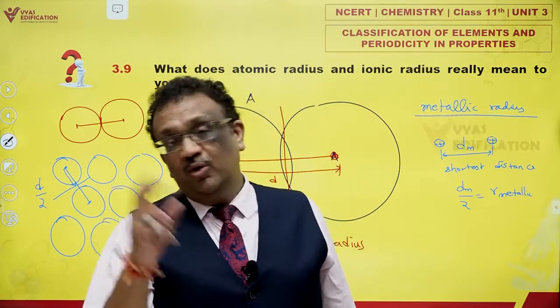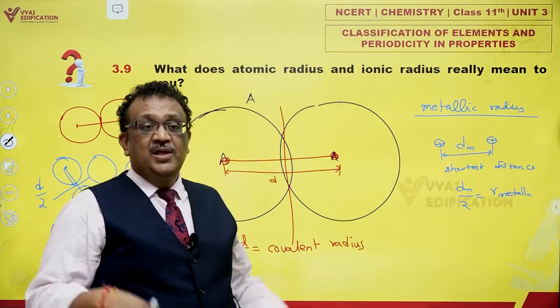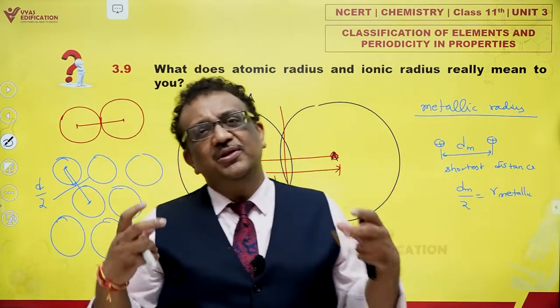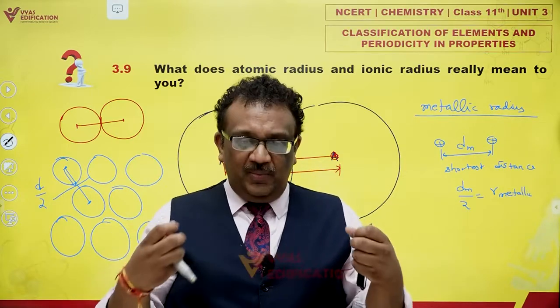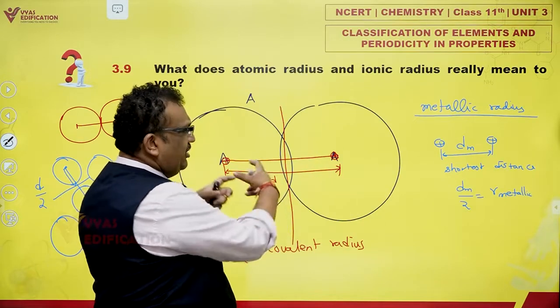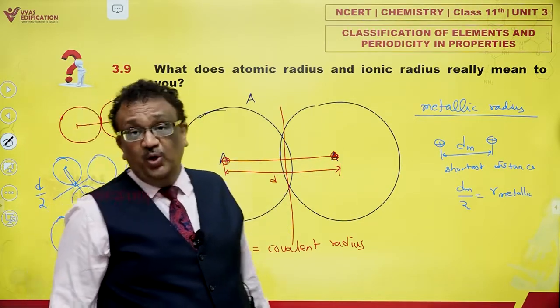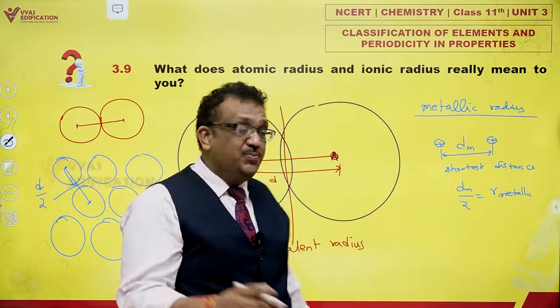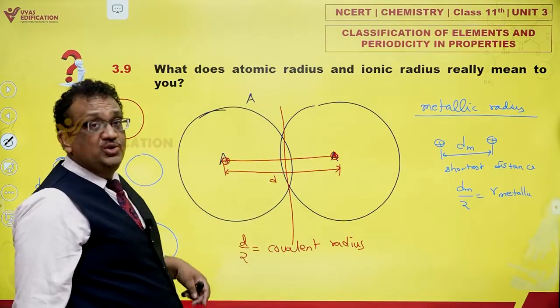Is there a possible relation or order of covalent, metallic and Van der Waals radius? Yes. In a covalent bond, attraction is really strong. The shared electron cloud is in between 2 atoms, attraction is strong, and that is why covalent radius is always less, because atoms are much closer together.